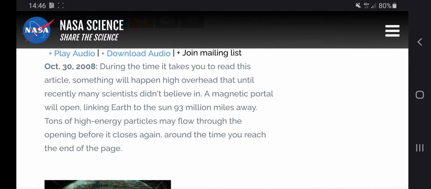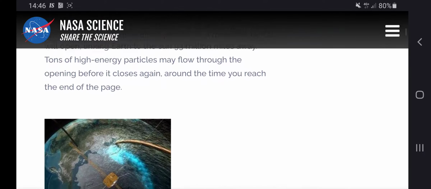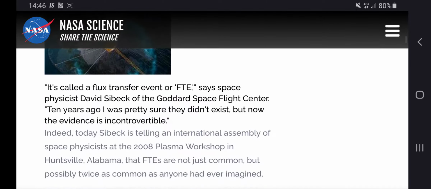During the time it takes you to read this article, something will happen high overhead that until recently many scientists didn't believe in. A magnetic portal will open, linking Earth to the Sun 93 million miles away. Tons of high-energy particles may flow through the opening before it closes again, around the same time you reach the end of the page.